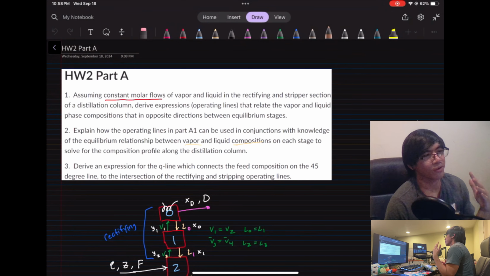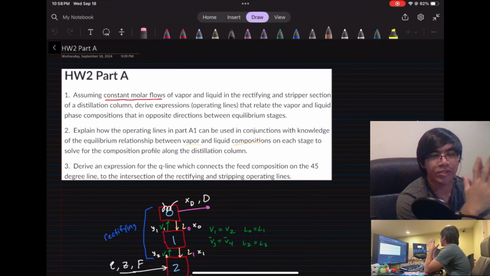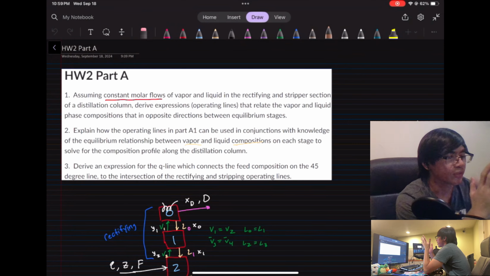We did our constant molar overflow using the assumption that the heat of vaporization does not change with composition. We found our rectifying and stripping operating lines. After deriving those, we found 2 points and graphed them, and we also did the same thing for the Q line, where we used those 2 operating lines, found an intersection, and found another point where we assumed Z was equal to X, and that meant that the Q line rested on the 45-degree line as we derived.